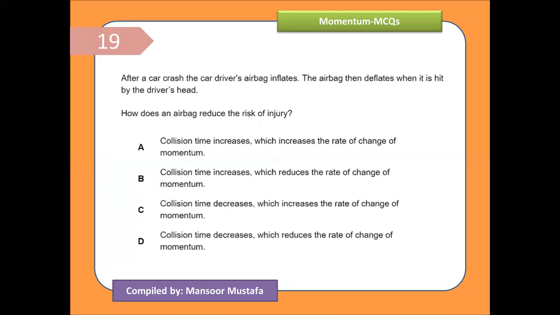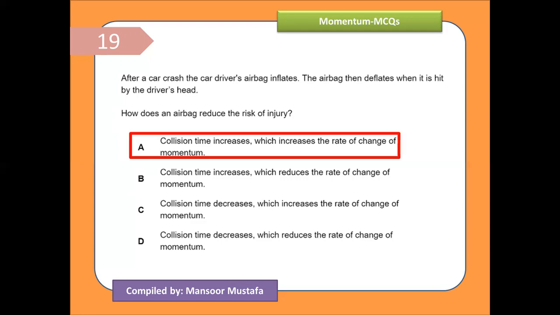Now next question. After a car crash, the car driver's airbag inflates. The airbag then deflates when it is hit by the driver's head. How does an airbag reduce the risk of injury? So this is again the same type of question: how do airbags reduce the risk of injury, meaning how do they reduce the impact force? They just increase the collision time, which decreases the rate of change of momentum, by which it reduces the impact force. So option A is the correct one.